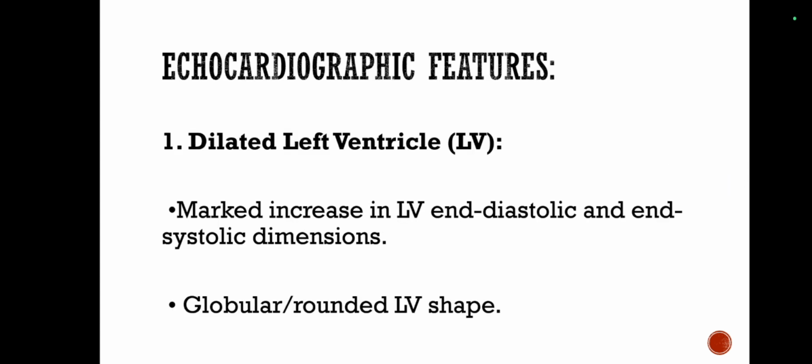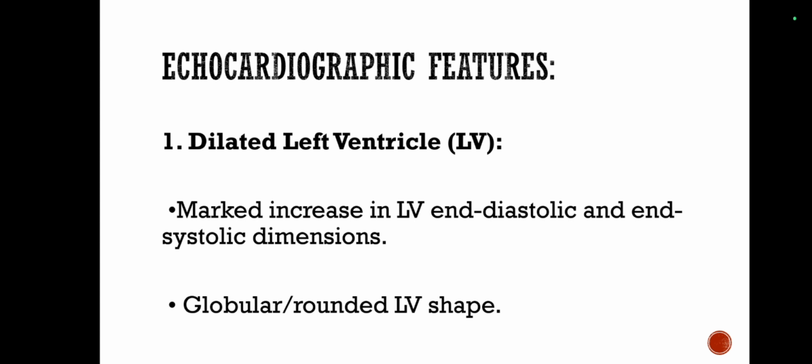Next, we are going to look into the echocardiographic features. The first one is the dilated left ventricle. There is an increase in the left ventricle's end diastole and end systole dimensions. We can measure these dimensions with the help of M-mode echocardiography.